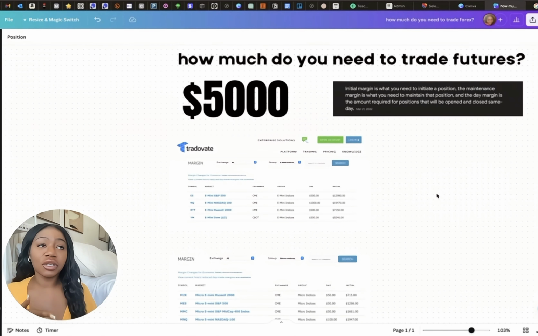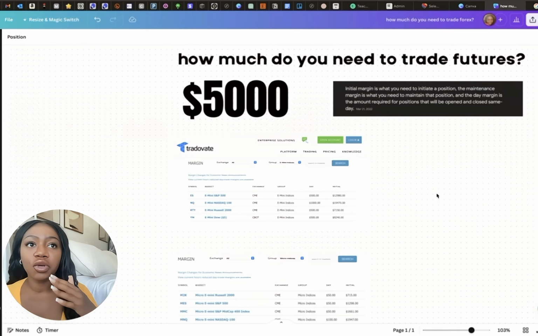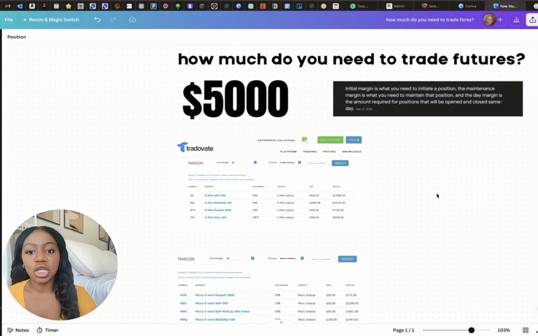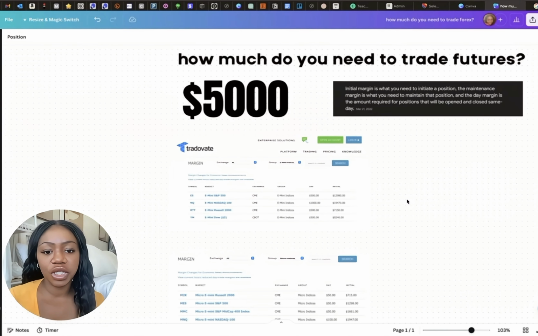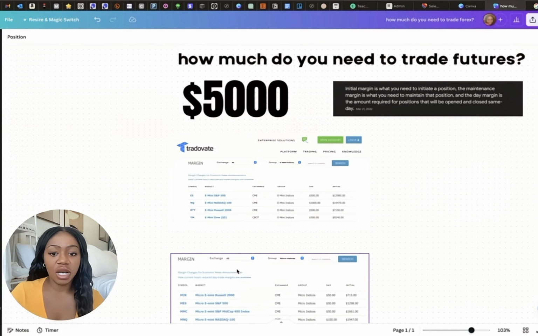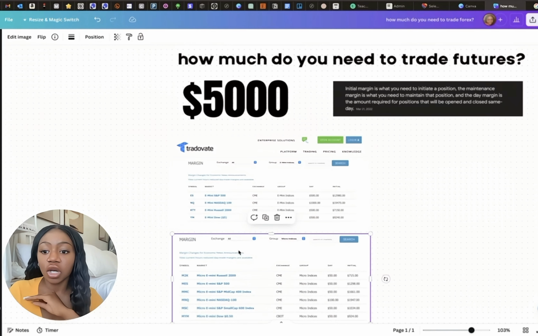I know some of y'all are doing it with less, but that's why you're blowing accounts. That's why you're not getting anywhere with your trades. People go the funding route because it's so expensive to trade futures. So what I'm going to show you guys are screen grabs taken directly from a Tradovate broker, which is considered a pretty cheap broker when it comes to trading futures. So this is going to let you know your day margin and initial margin to open a position of these contracts. This is just to open a position.